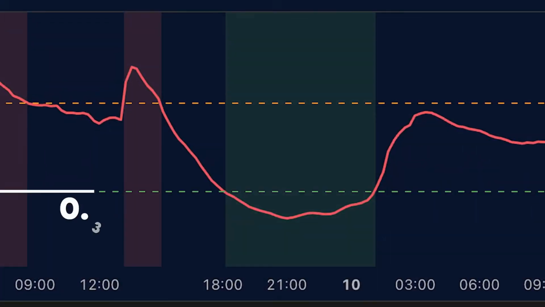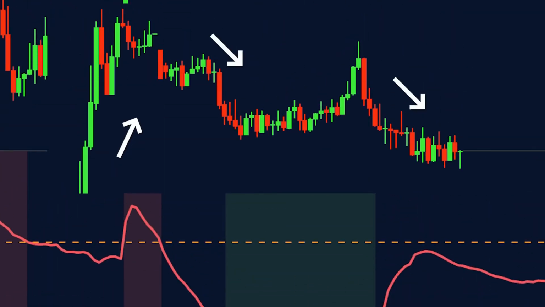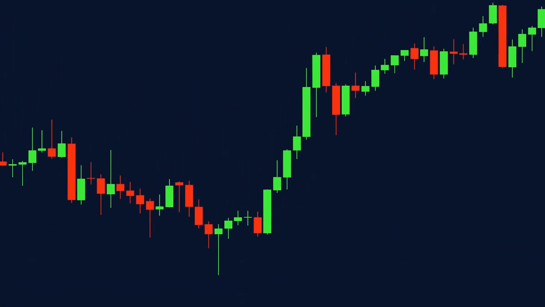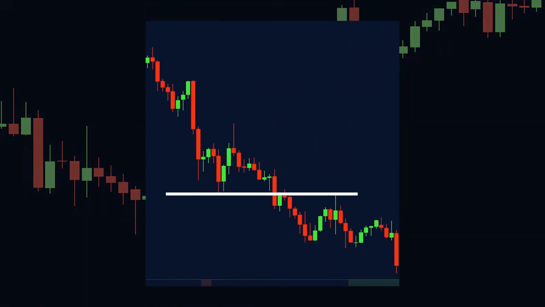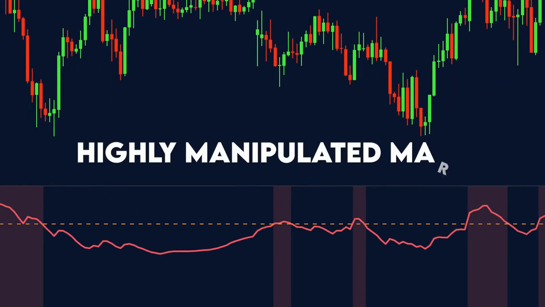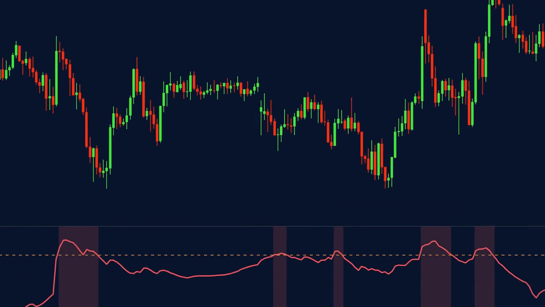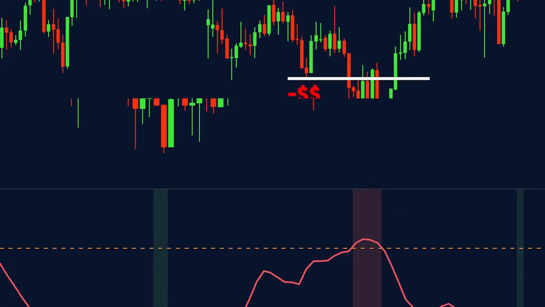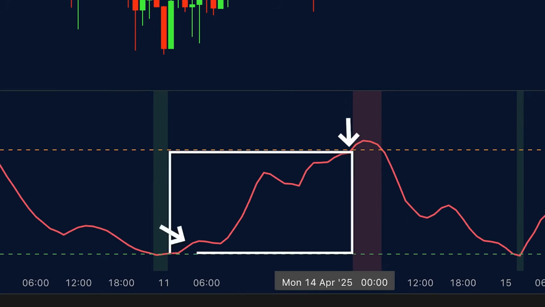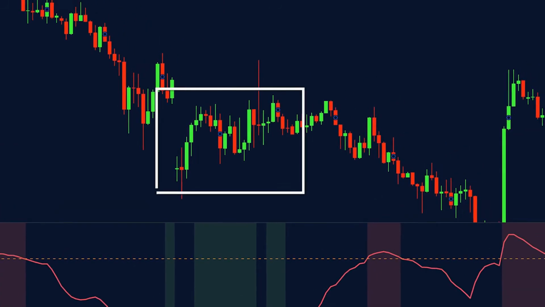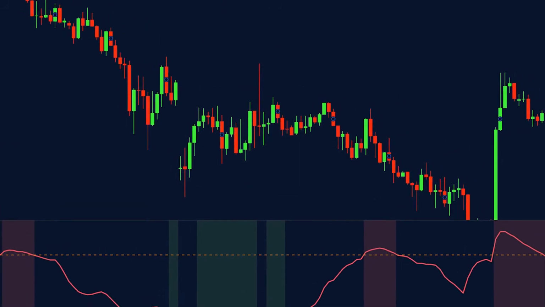A CMI below 0.3 means clean, structured markets. This is when normal trading strategies work. Price follows predictable patterns, trends are reliable, and breakouts are genuine. But a CMI above 0.7 means highly manipulated markets. This is when institutions are actively distorting price. Trends will fail, breakouts will be fake, and stop hunts are happening. Now, a CMI between 0.3 and 0.7 is the caution zone. Market structure is transitional, not clean enough for full risk, but not manipulated enough to avoid completely.